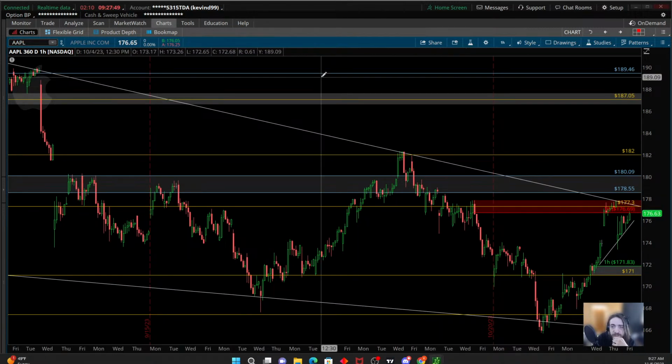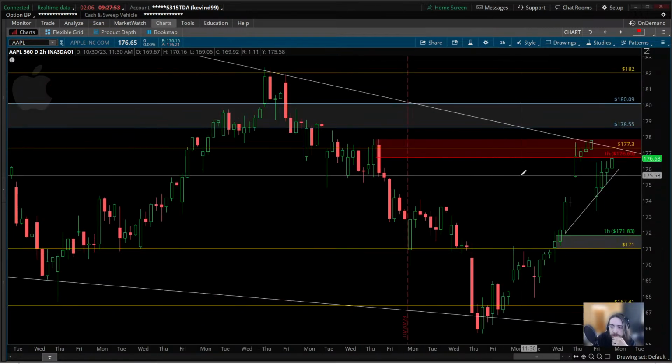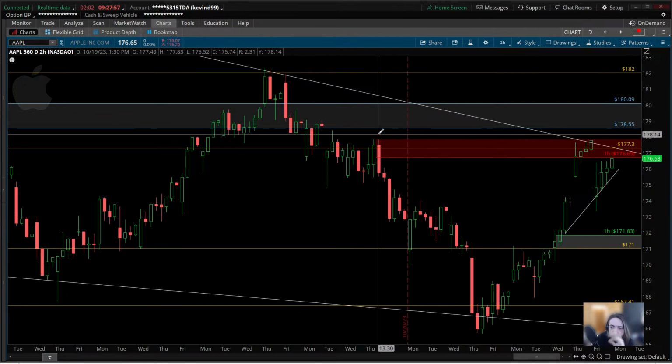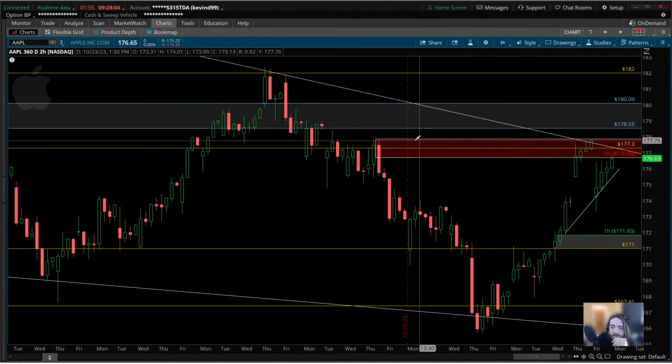So with that being said though, if buyers want to step in and just completely break through this zone like it's not here, we're going long. Longs, bulls are taking it, calls. Like we need to break. This is a strong, strong area right here on Apple.